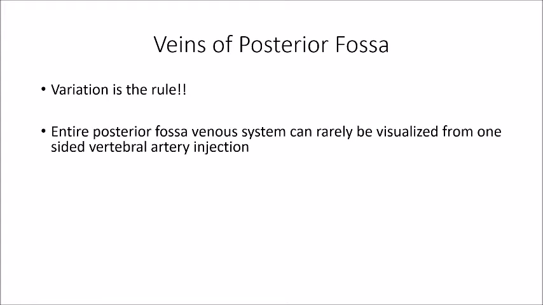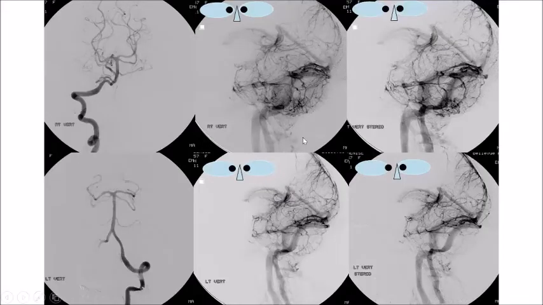The entire posterior fossa venous system can rarely be visualized from a one-sided vertebral artery injection, right? So that's why I showed you the two-sided injections. And if I go back, you can see the right-sided injection reveals veins in a different way versus the left-sided injections.